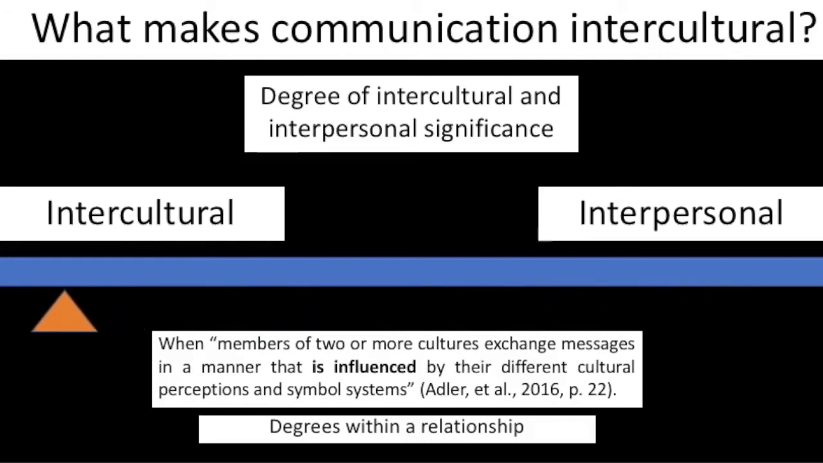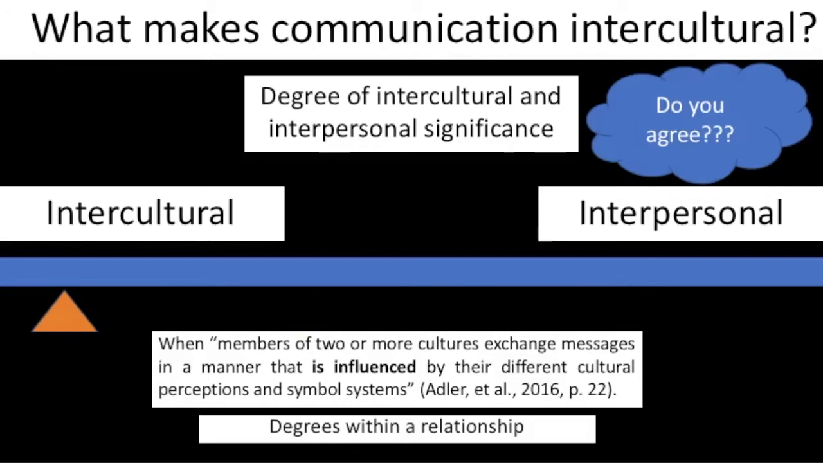I'm going to guess that everyone in this class has friendships with people from different cultural backgrounds. Think of those times when you had discussions with your friends about culture, or when you realized that the two of you didn't see the world in exactly the same way because of the influence of your culturally shaped perspectives. Hence, we can talk about degree, including degrees of intercultural and interpersonal communication within a given relationship. So, this is one way of identifying intercultural communication. I'm curious to hear if you agree with this definition and analysis.